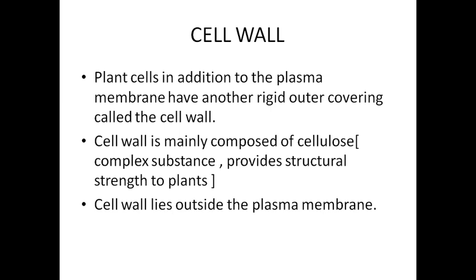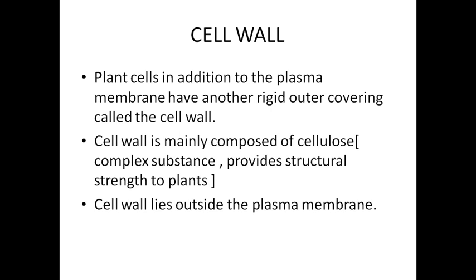Now we come to the next important topic, that is cell wall. Now the plant cells, in addition to the plasma membrane, I showed you in the previous diagram that in a plant cell you had the cell wall, and just below the cell wall there was a cell membrane. So the outermost in the plant cell was a cell wall. So the plant cells, in addition to the plasma membrane, have another rigid outer covering which is known as a cell wall. And this cell wall is mainly composed of cellulose, which is a complex substance. It provides structural strength to plants. It gives strength, right, to the plant.